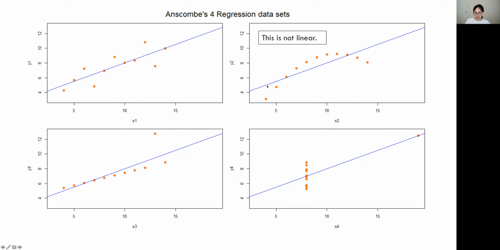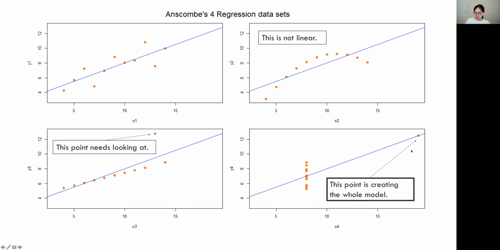So this one is not a linear relationship, and this one has an outlier we may need to take a look at. And this point is creating the whole model. Basically, this is the mean of this group of data points, and if this data point were over here, then the line would be something like this. So this one basically determined where the line is. Overall, this one is okay, but these three are not okay.